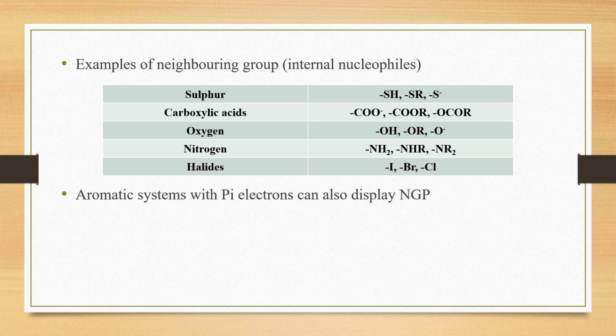Examples of neighboring groups are any carbon, oxygen, nitrogen or sulfur containing functional groups that have lone pairs of electrons or a negative charge. Halides have lone pairs of electrons. NH2, NHR and NR2 all have lone pairs of electrons. Oxygens have lone pairs of electrons. CO minus and C double bond OR have pi electrons. Sulfur, SH and SR all have lone pairs of electrons which can take part in the intermediate formation. Aromatic systems have pi electrons, so they also display the NGP reaction.